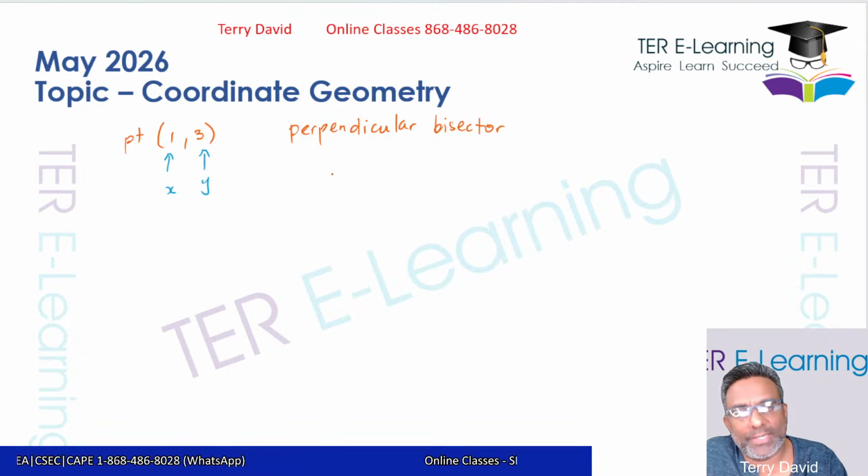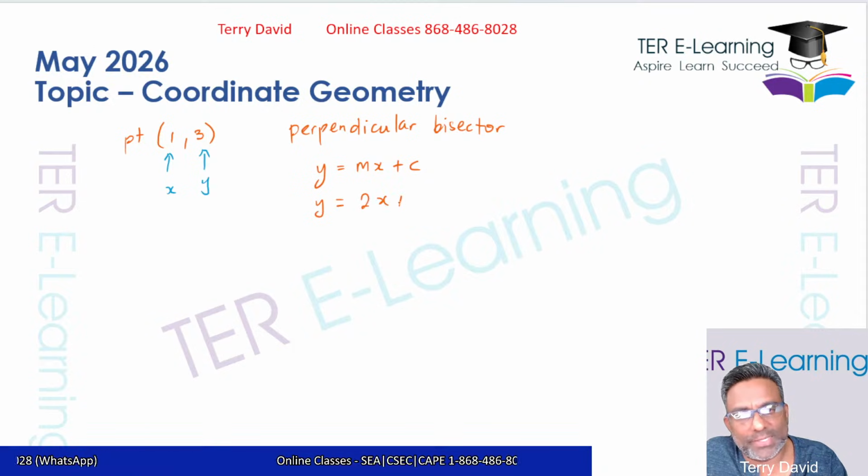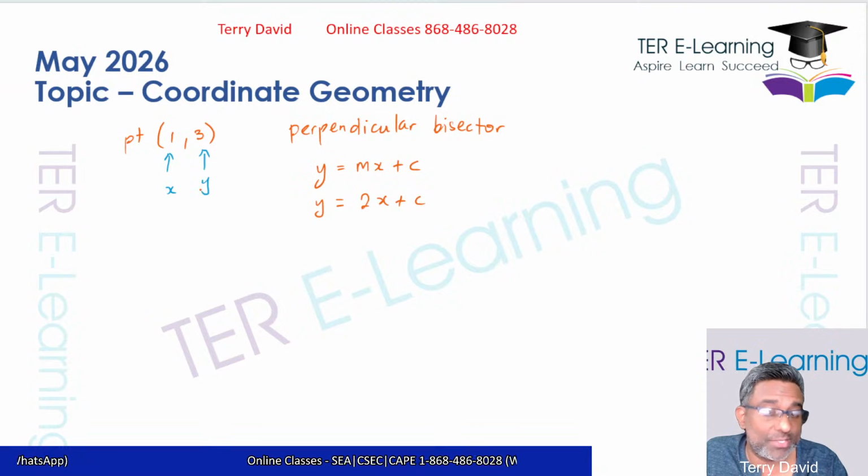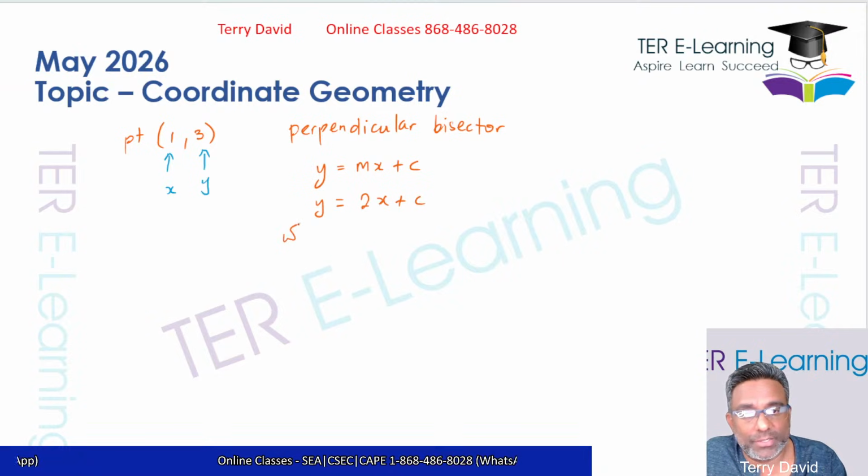Right, so the perpendicular bisector has an equation given by y is equal to mx plus c. Now, you know the gradient of the perpendicular bisector, it is 2. So it's going to be 2x plus c. And I'm going to use this coordinate to figure out what c is. So we're just going to say when x is 1, y has to be equal to 3. So we're going to substitute that into that formula here.